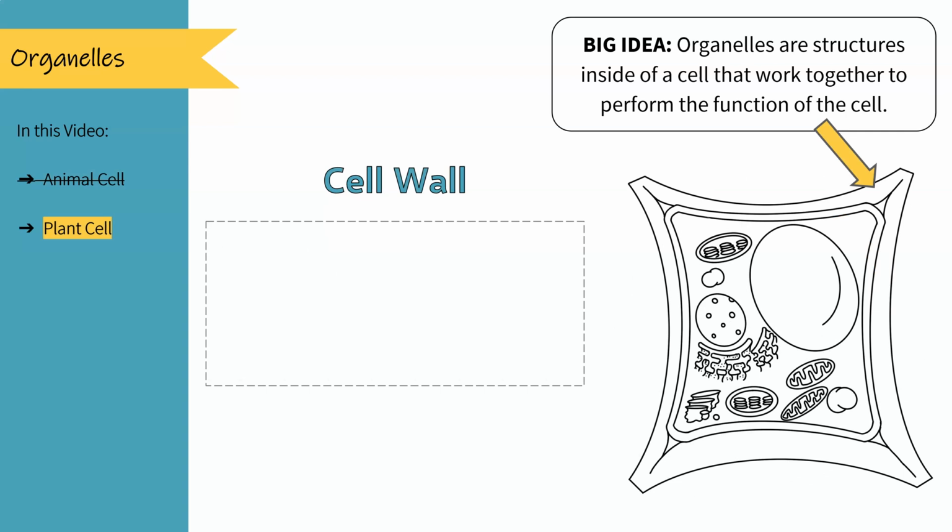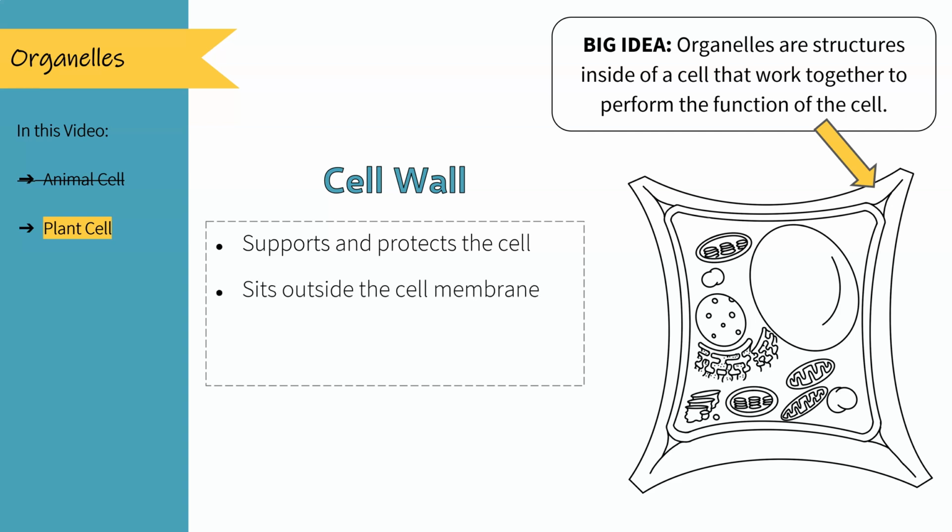Next, we'll move on to plant cells, which have a couple different structures than animal cells. The first is the cell wall. The cell wall is a rigid structure that supports and protects the cell. It sits outside the cell membrane, and it's found in plant cells along with most prokaryotic cells.